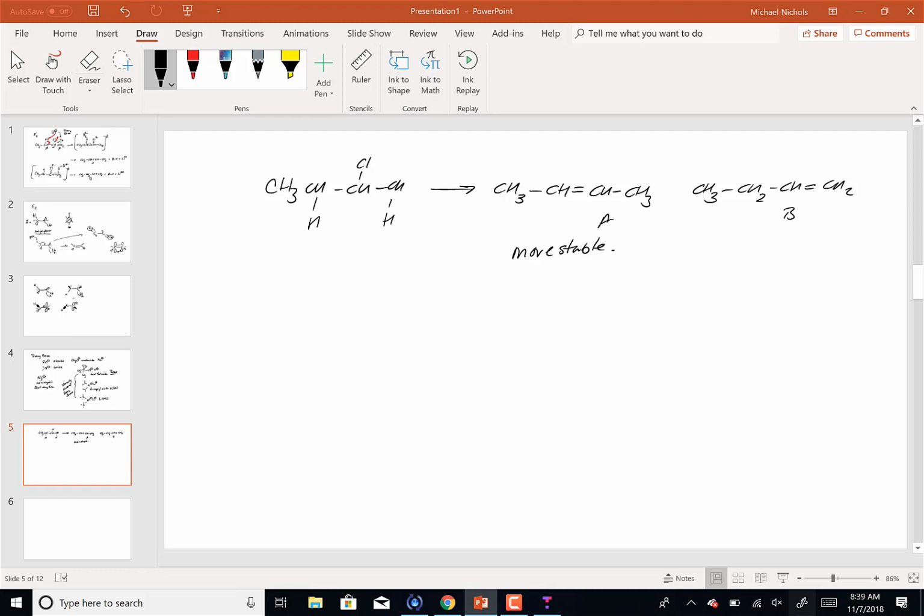And I said that if you're going to do E2, the major product of the reaction is going to depend on the base. So here's how that works. I'll start with Tert-Butoxide. If you're going to do this reaction with Tert-Butoxide, the Tert-Butoxide has to come in, grab the hydrogen that's antiperiplanar, go through the transition state, kick off the chlorine, and form the double bond.